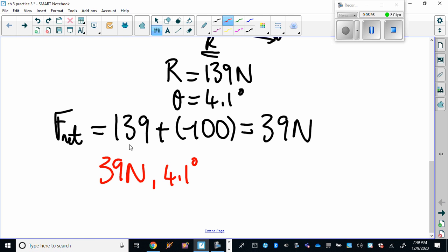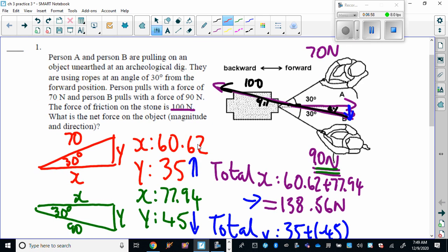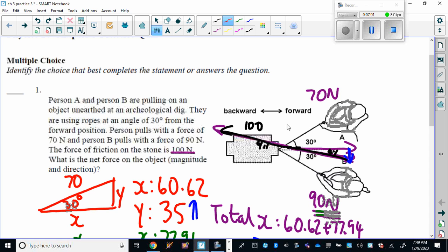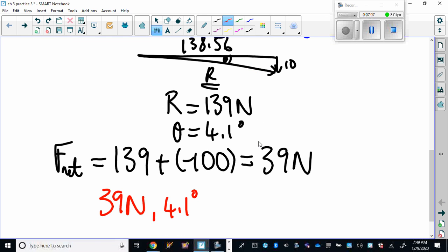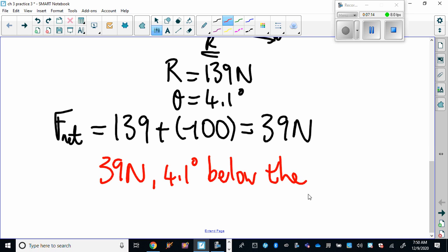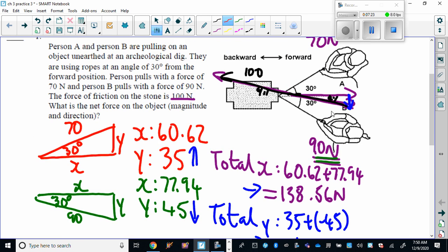Now, this is going to be open to interpretation. Just because of the way the diagram is depicted, I'm just going to say 4.1 degrees below the horizontal. That's only because the diagram and the question don't give any directions. If I just look at the diagram, then it's right here. So it's 4.1 degrees below the horizontal. So that's an acceptable answer.